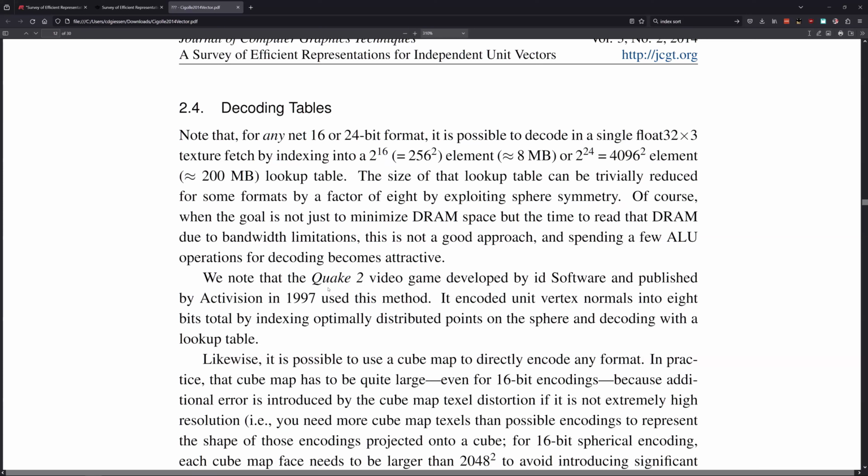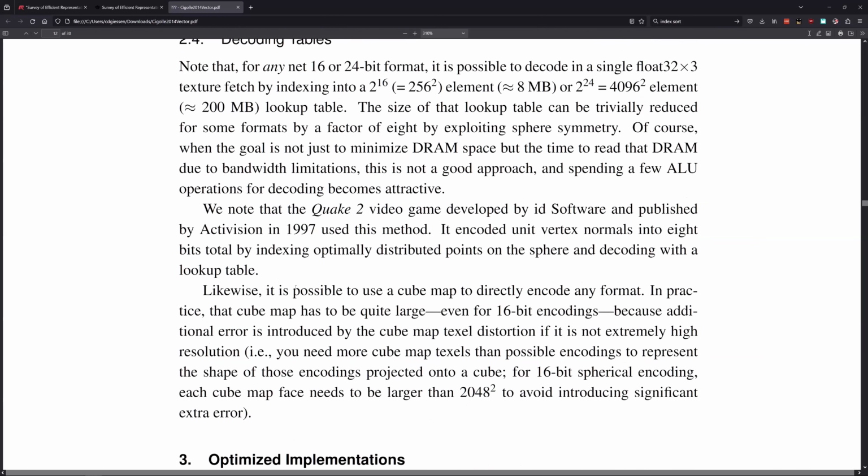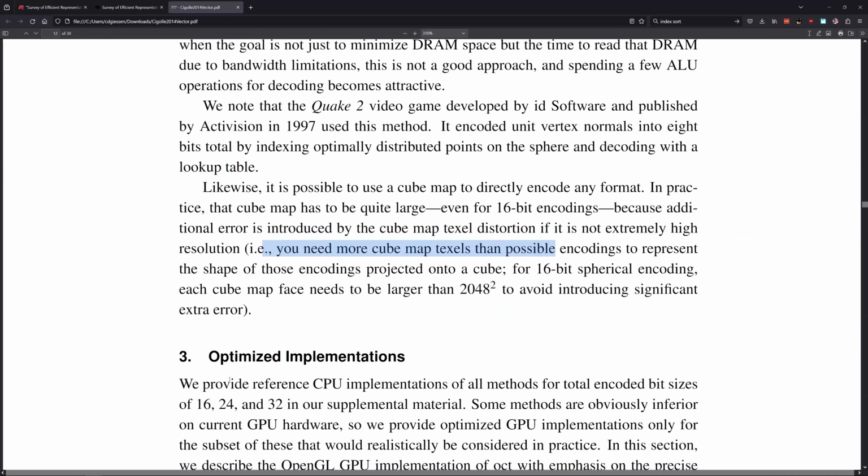I guess if you don't worry about bandwidth because you're working in 1997, then I guess that makes sense, but you don't live in that world, unfortunately, at least not anymore. Oh yeah, you could put that into a cube map and just sample the cube map. But you'd have to have a pretty big cube map. And again, bandwidth.